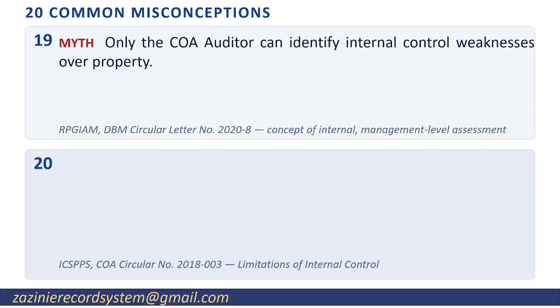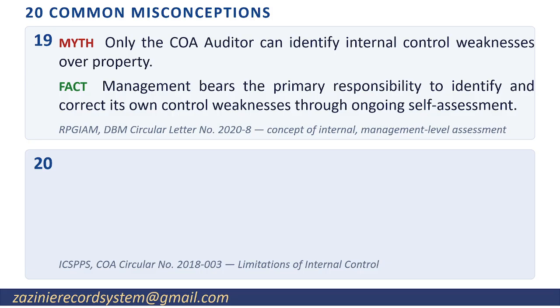20 common misconceptions. Number 19. Myth: Only the Commission on Audit auditor can identify internal control weaknesses over property. Fact: Management bears the primary responsibility to identify and correct its own control weaknesses through ongoing self-assessment.